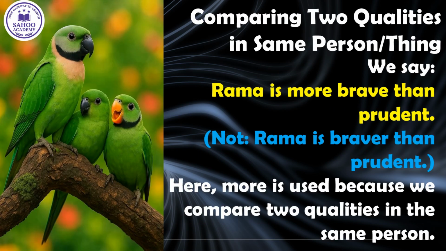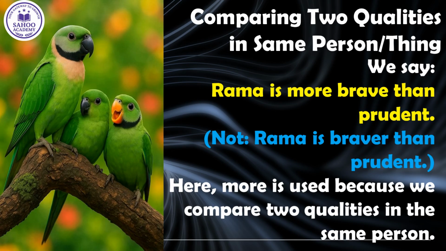Now let's learn a very important rule. Sometimes we don't compare 2 people. Instead, we compare 2 qualities inside the same person. So in this case, we use more, not er. For example, we say, Rama is more brave than prudent. This is correct. And we don't say, Rama is braver than prudent, because it is incorrect. Why? Because here we are comparing 2 qualities in Rama. One is bravery and another one is prudence. So whenever 2 qualities are compared in the same person or thing, we use more plus adjective.